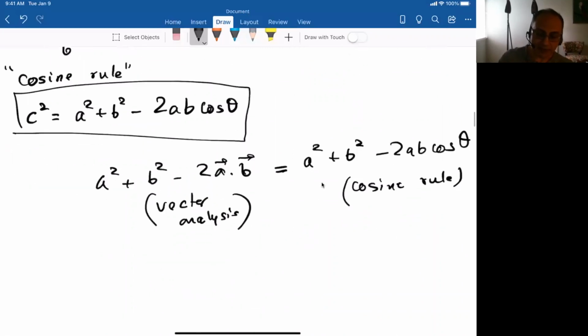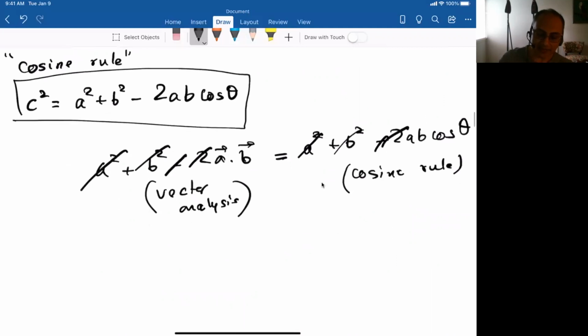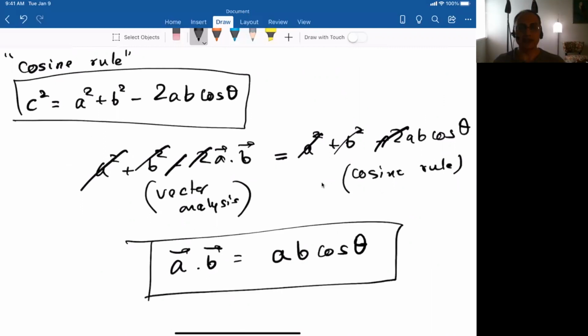Now you can see that the A square and the B square cancel out. The minus and the 2 also cancel out. And you get, amazingly, A dot B is equal to the magnitude of A times the magnitude of B times cosine of the angle between them. Isn't this beautiful?